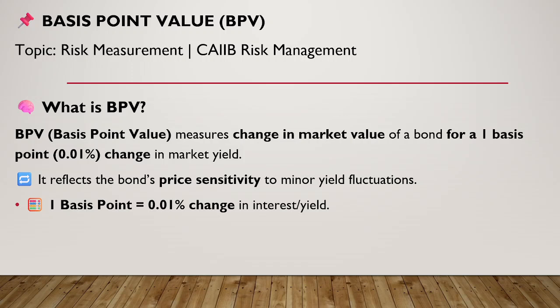Let's start with the basics. What exactly is basis point value, or BPV? BPV tells us how much the market value of a bond will change when the yield changes by just 1 basis point. Now, 1 basis point is equal to 0.01%. That may sound like a tiny change, but in large bond portfolios, even a 1 basis point movement can translate into significant profit or loss. So, BPV helps us measure the price sensitivity of a bond to small changes in interest rates.